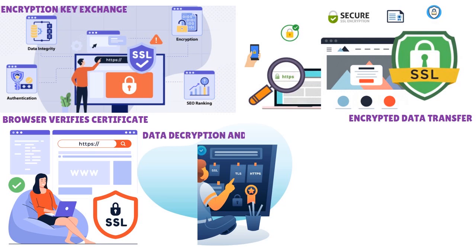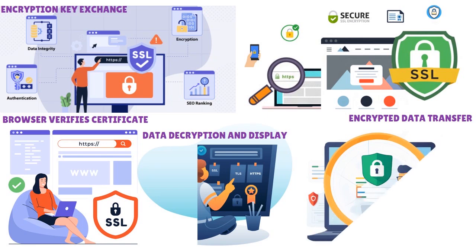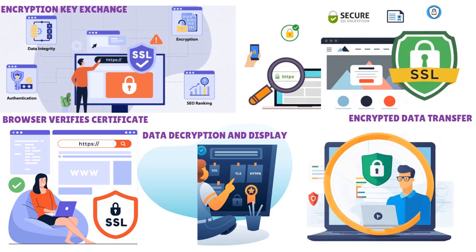Then you have data decryption and display. The server decrypts the received data using the private key, processes it, and sends back the requested information. And this data is also encrypted. The browser then decrypts the incoming data and displays the website content to the user. Now, everything I just told you happens so fast, you would think that it's just instantaneous, but there's a lot going on in the background.